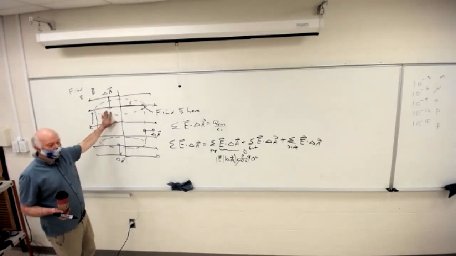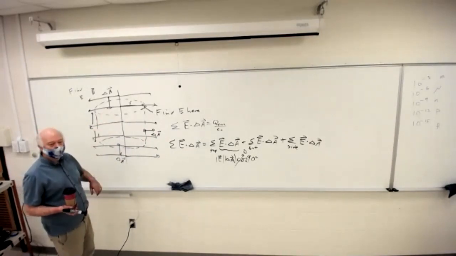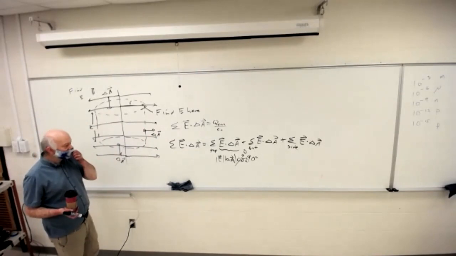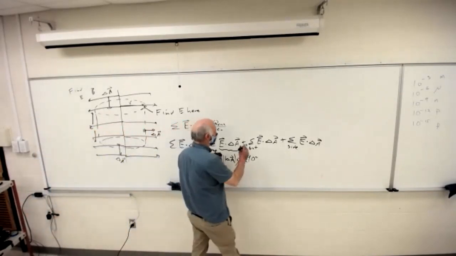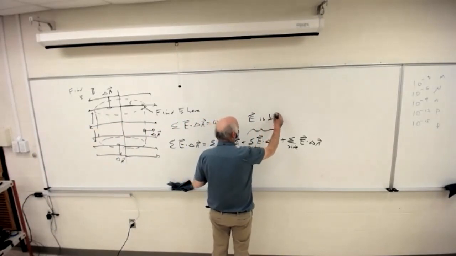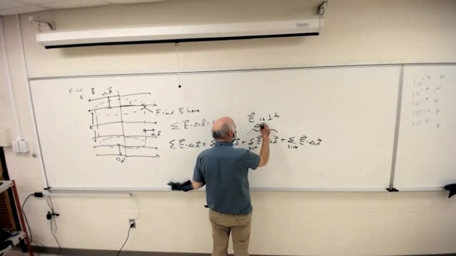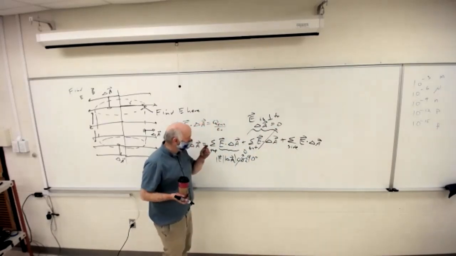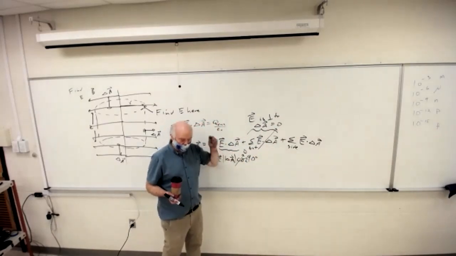Can we use this argument elsewhere? The bottom, exactly. The same thing happens here. At the bottom, E is perpendicular to delta A, so this is also going to be 0. Notice, these terms don't cancel. They're individually 0.